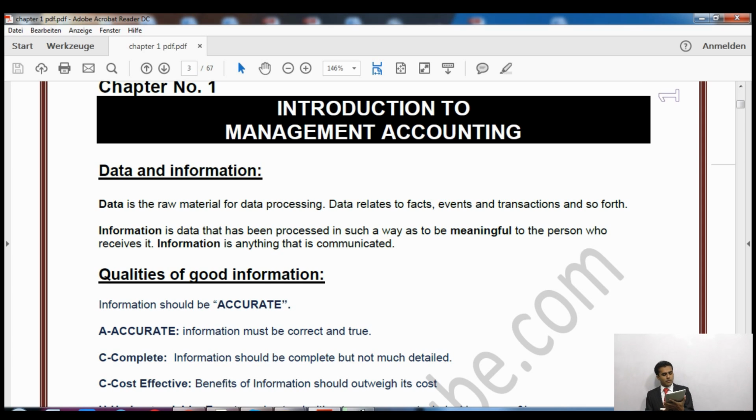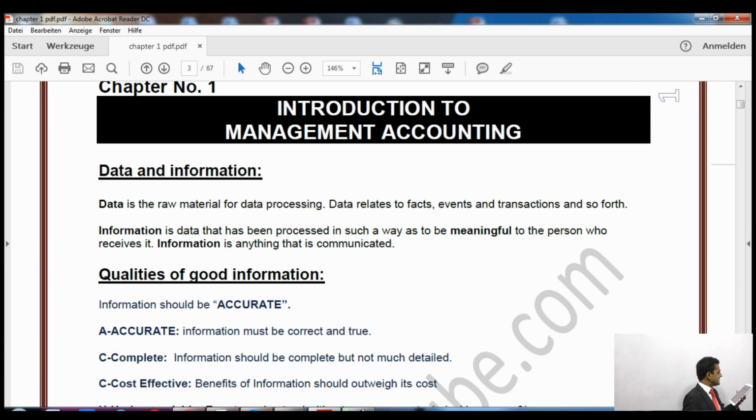All right, so information. What is information? Information, in the note, it says, is the data that has been processed in such a way as to be meaningful to the person who receives it. Most obviously, you are preparing it for your manager. Now, information is anything that is communicated, and you are communicating that information to your manager, most likely.